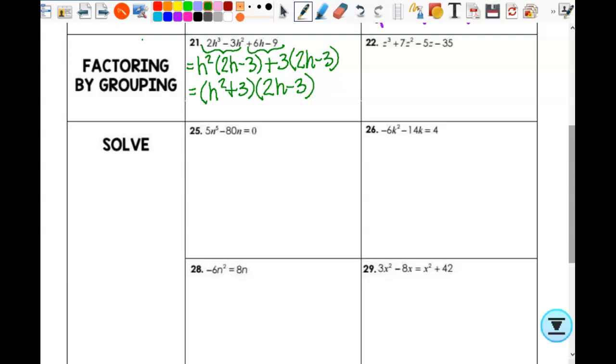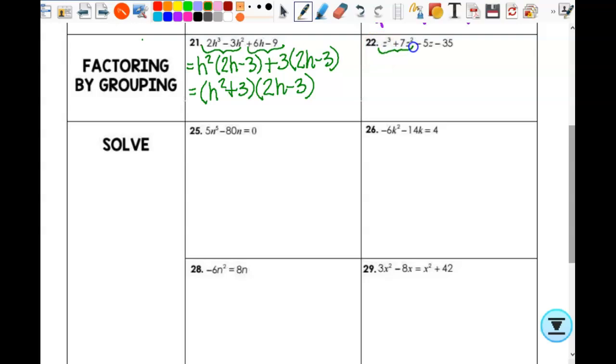Can I factor this anymore? No, I'm done factoring. Now on 22 on my board, the z's look like equal signs, which make this look really weird, but I think they actually look like z's on your paper. Things just don't always look good up here. Okay, these just look like a really strange thing that's not even an equation.